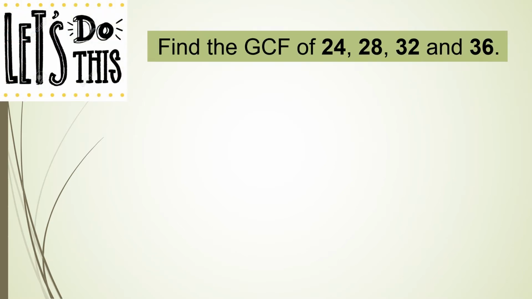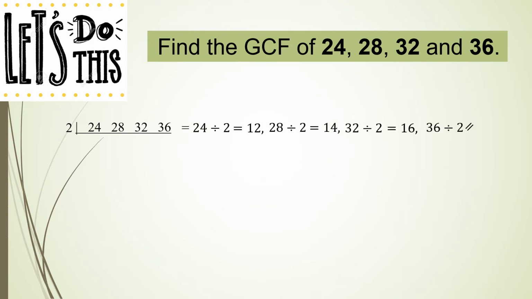Let's do this. Find the GCF of 24, 28, 32, and 36. This time, we're going to use the divisor of 2 since all the numbers are even. And we have the following quotients that we derived. So we have 12, 14, 16, and 18. Write them below and repeat the step.